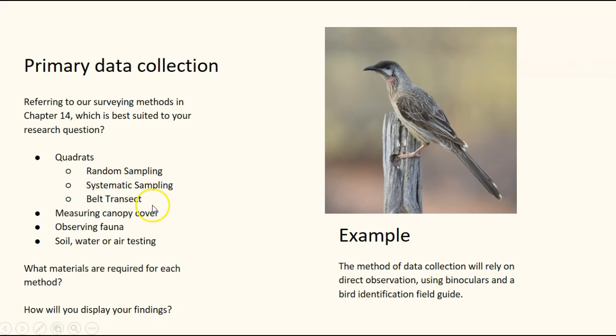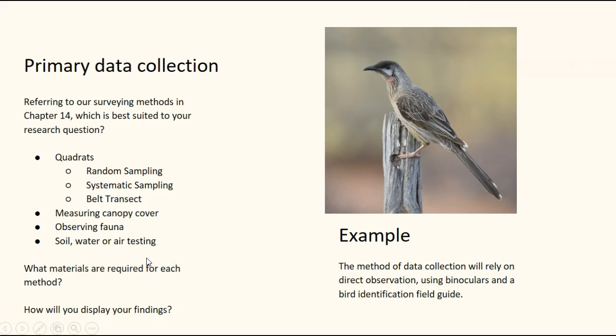Transects can be really good for beach locations. We will be very close to the beach. Then measuring of canopy cover, observing fauna, and soil, water and air testing. We do have testing kits for soil and water. I could double check if we have one for air. If it's what you require, we'll make sure it's there.